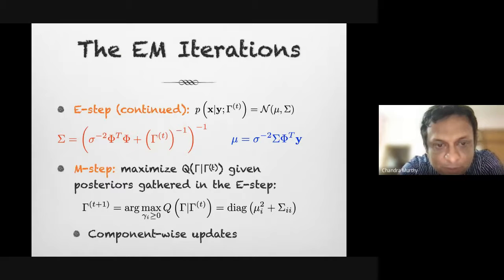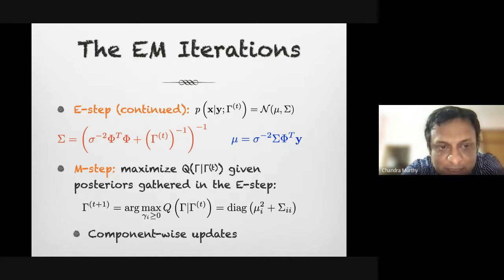And that M step, the closed form solution, is given by the diagonal matrix consisting of mu_i squared plus sigma_ii as its diagonal entries. And this mu_i and sigma_ii are the ith entry of mu and the (i, i)th entry of the matrix sigma, which are written in the second line in red and blue.